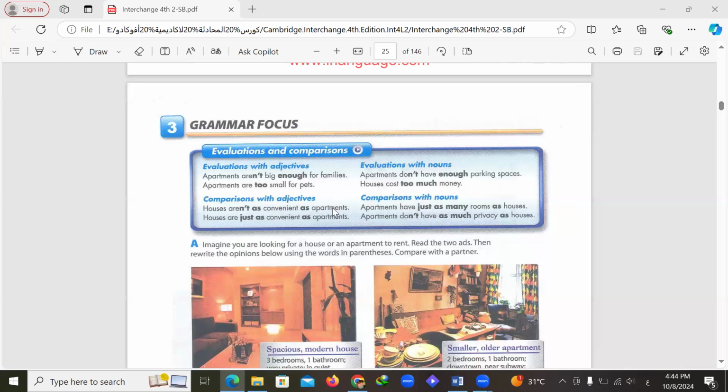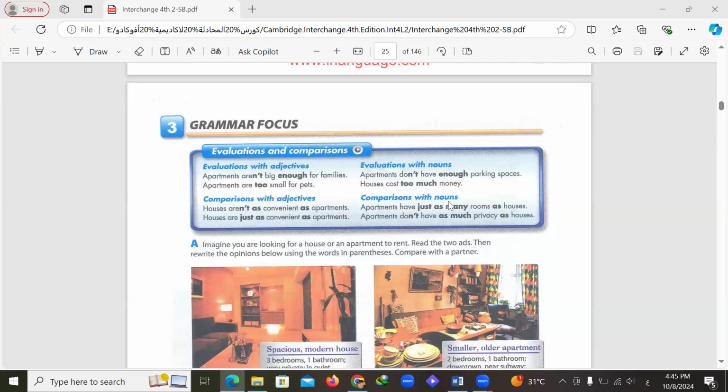So the first way to use comparisons with adjectives is the rule of as. Okay, houses are just as convenient as apartments. So we can use as, and we can use just as. Just here is for more emphasis.